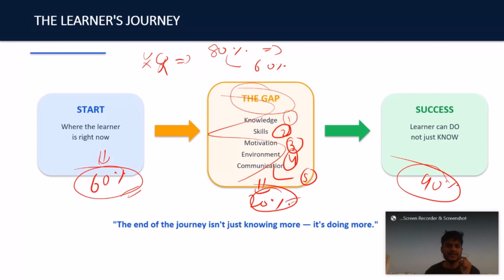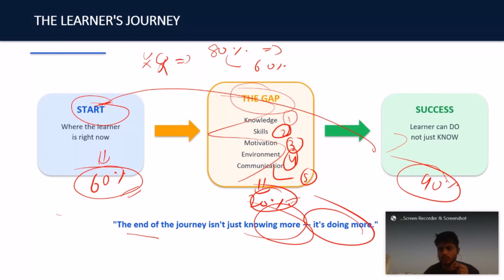So we have to fill the gap. Why are we making training courses, why does learning and development exist? Just because we want a learner or trainees to reach from the starting point to the success point. That is all. The end of the journey isn't just knowing more, it is doing more. So the basic crux is that it is not always about information. They should be able to perform. If you are teaching something, they should be able to do it on the job as well.